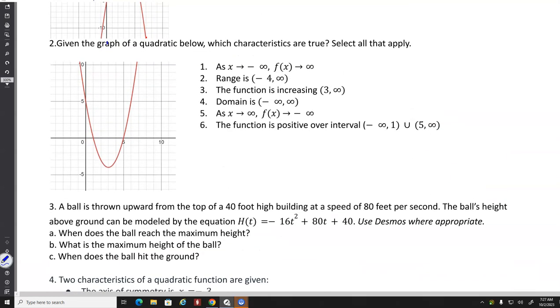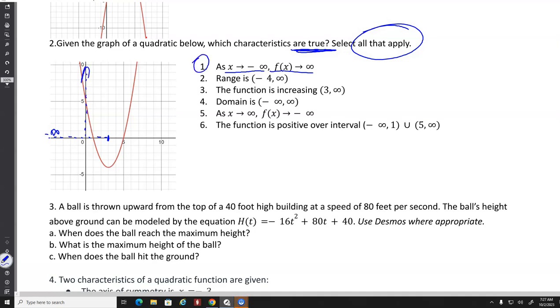All right, moving on to question 2. Given a graph of a quadratic below, which characteristics are true? So we talk about true statements. Select all that apply. That means that we might have more than one answer. When x approaches negative infinity, so let's just say from the middle of the function x is traveling this way, it's saying that our function is traveling up, which is correct.